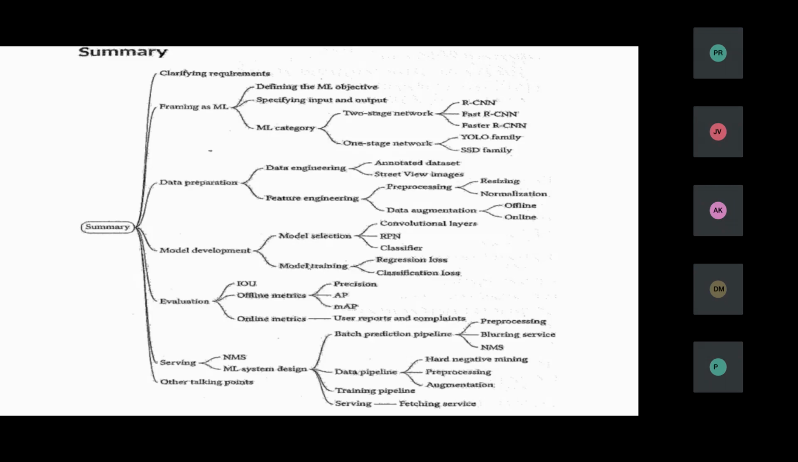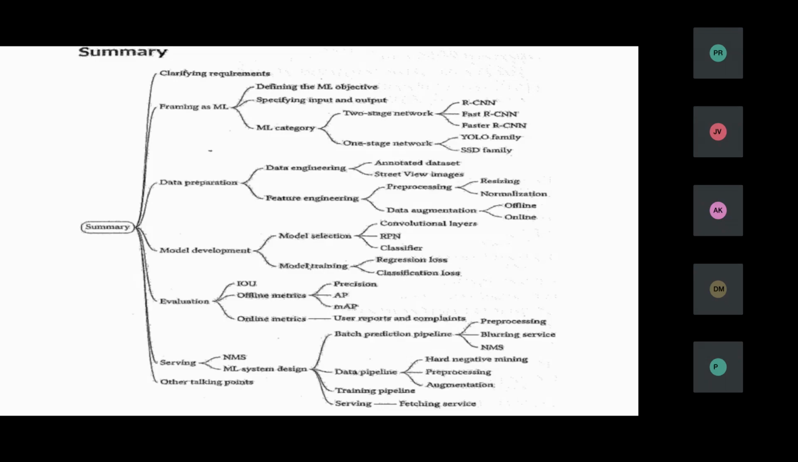And while serving, we discussed non-max suppression, which brings the count of bounding boxes to one and keeps the most confident bounding box on the image. And further, we discussed the ML system design, the whole picture of how our working system would look theoretically. First we discussed the batch prediction pipeline, where we use pre-processing, blurring services and non-max suppression.